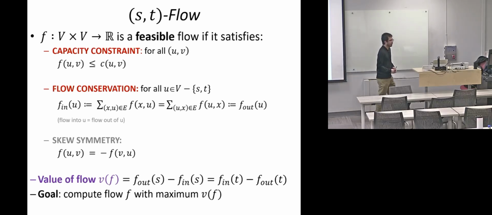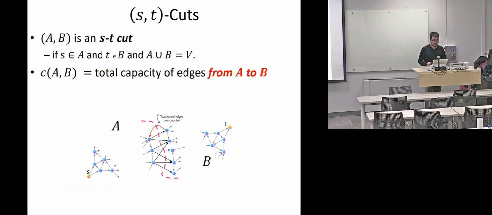We also looked at the concept of a cut, an S-T cut (A, B), which is a partition of the vertex set. We say that it's an S-T cut if S is in A and T is in B. And the value of the cut, C of (A, B), is the total capacity of edges in one direction from A to B.